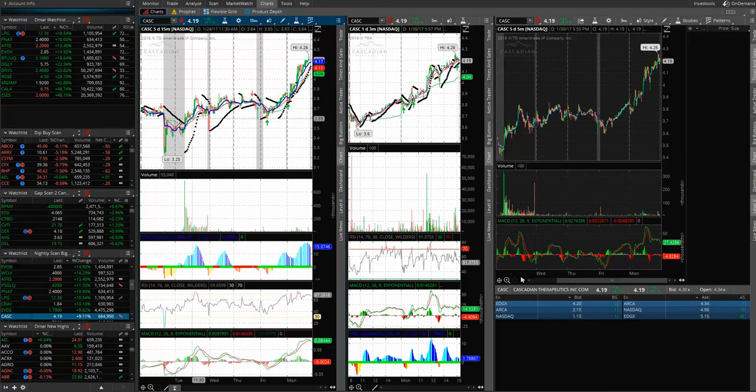CASC, yeah, look at CASC over the last 5 days. All right, this is a stock that went from 363 down to 325, and then it's been gapping up slowly, and it had a nice rip today.